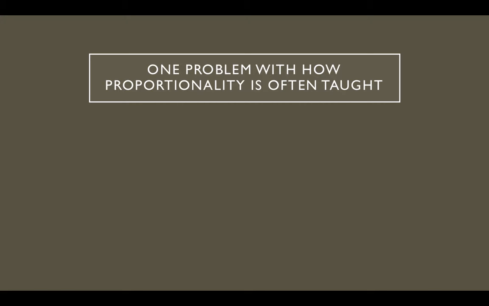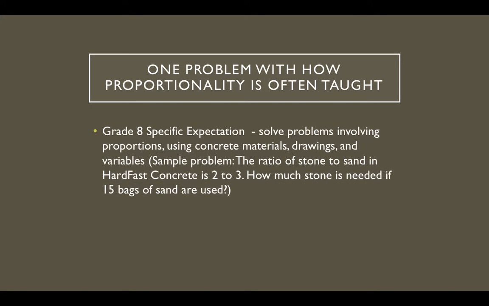So there is a problem, however, with how proportionality is taught often, or rather how mathematics in general is taught often, but we'll have an example of it here in proportionality. Here is a specific expectation, a grade 8 expectation, regarding proportionality. Students will solve problems involving proportions using concrete materials, drawings, and variables. Now that's a good expectation. My problem here is with the sample that is provided after the expectation.